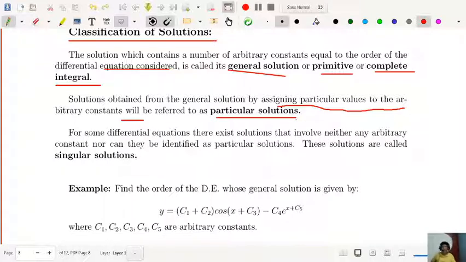If you have a general solution and you substitute values of x and y, suppose x equal to 1, y equal to 1, you can get the values of the arbitrary constants. This type of solution is called a particular solution. That means you are getting particular values for the arbitrary constants. That is why you are getting a particular solution.